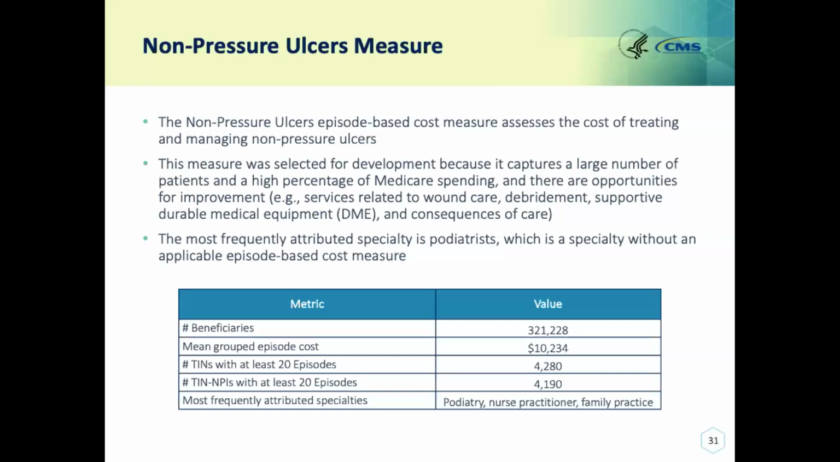Next up, we have the non-pressure ulcers measure. This measure assesses the cost of treating and managing non-pressure ulcers and was selected for development because it captures over 300,000 patients and reflects an area with high Medicare spending. And there are also opportunities for improvement that have been identified related to wound care and consequences of care. So this measure helps fill a gap because there currently aren't any episode-based cost measures in MIPS for podiatrists, which make up the majority of the attributed clinicians for this measure, alongside other specialties reflecting the role of primary care clinicians in managing non-pressure ulcers. Next slide.